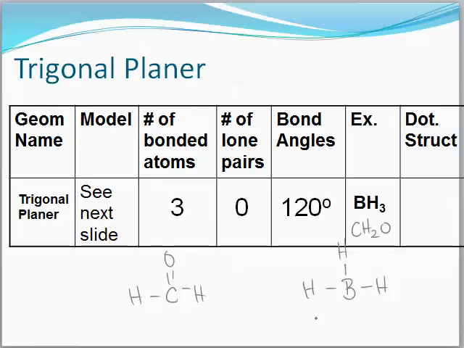In both examples, what we tend to notice is while these are indeed 180 degrees away from each other, these two atoms are only 90 degrees, and same with these two.